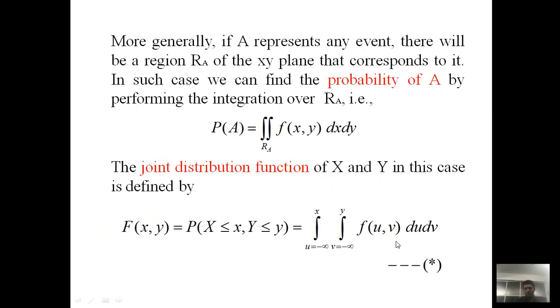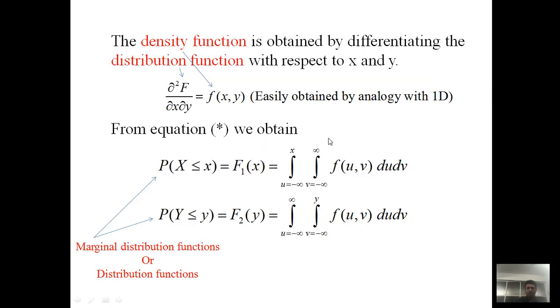Now next we have to use equation star. From equation star we have to obtain the marginal distribution function. Simply it is known as only the distribution function. In the discrete case we obtain the marginal distribution function from the margin of the distribution table. We consider the last column and last row to obtain the marginal distribution function. But in the continuous case, see how we can obtain it, we use equation star. Now the marginal function, that is probability of X less than or equal to x, is simply written as f1 of x.